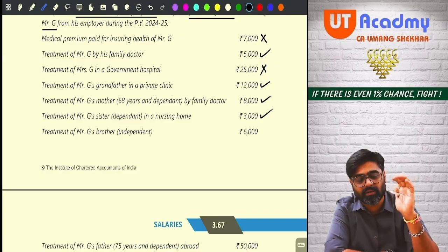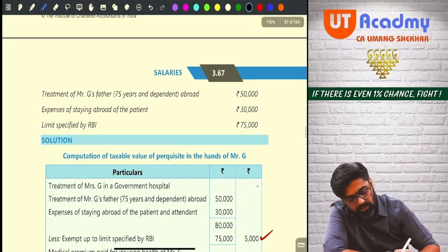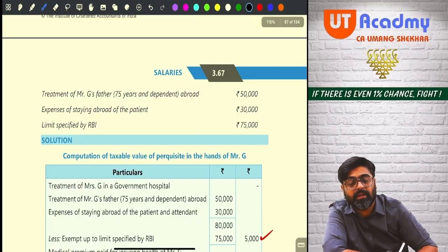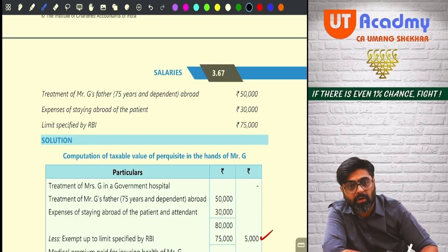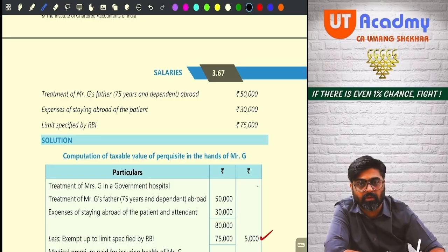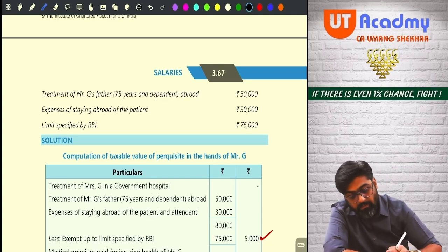Next one. Treatment of G's father, 75 years and dependent, meaning that G's father is a dependent parent. And the treatment is done abroad. What was the cost of treatment? 50,000. So the cost of that treatment, 50,000, is met by the employer. Is it a benefit? Yes. Benefit for cost of treatment is 50,000. Then benefit of cost of stay is 30,000.